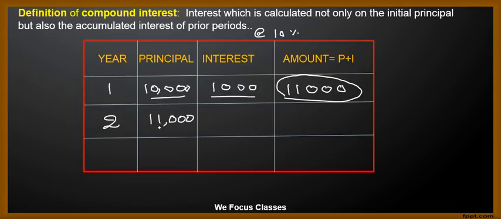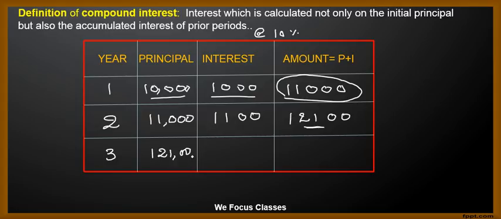What is the second year principal now? 11,000. On 11,000, what is 10%? Which is nothing but 1100. So 11,000 plus 1100 is equal to 12,100. Now this is the amount by the end of 2 years. Now this amount acts as the third year's principal.